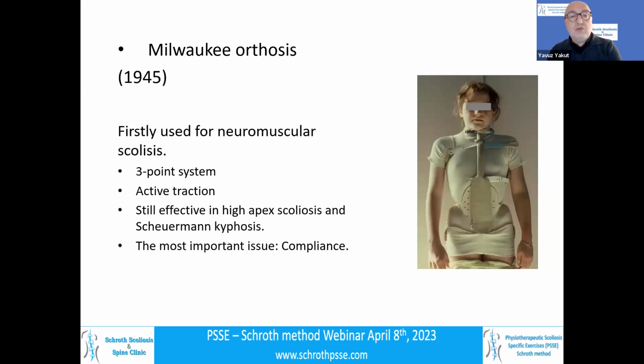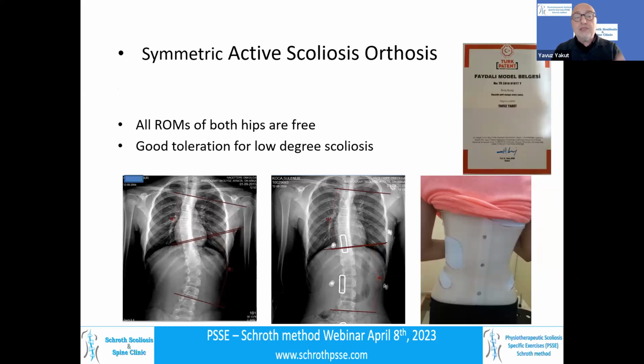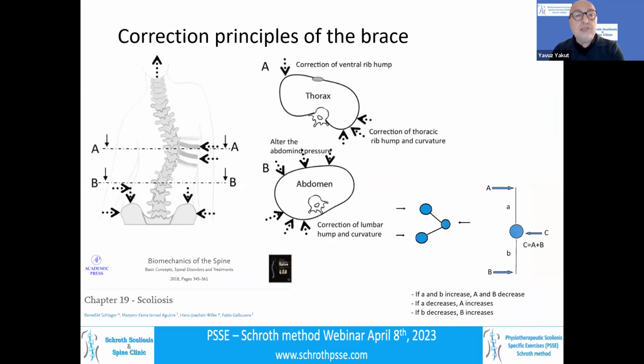As I said, the Milwaukee orthosis, as you know, is a 3-point system with active traction, but the main problem is compliance, and also in some cases delirium or neurotic reactions were recorded. This orthosis type of mine is especially for low degree scoliosis.